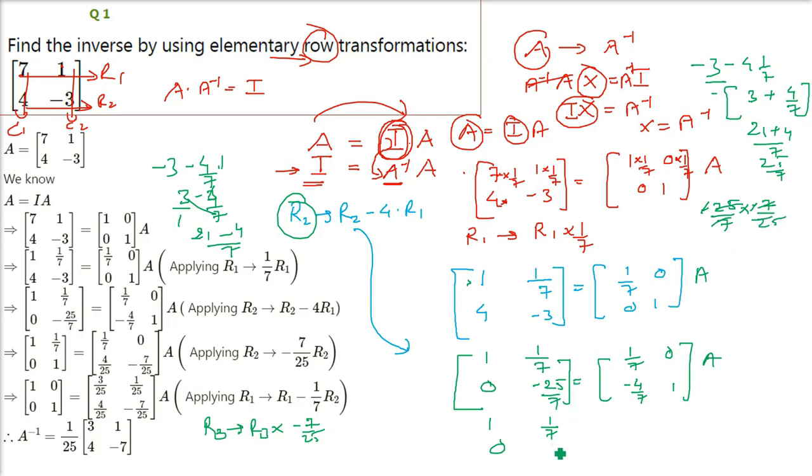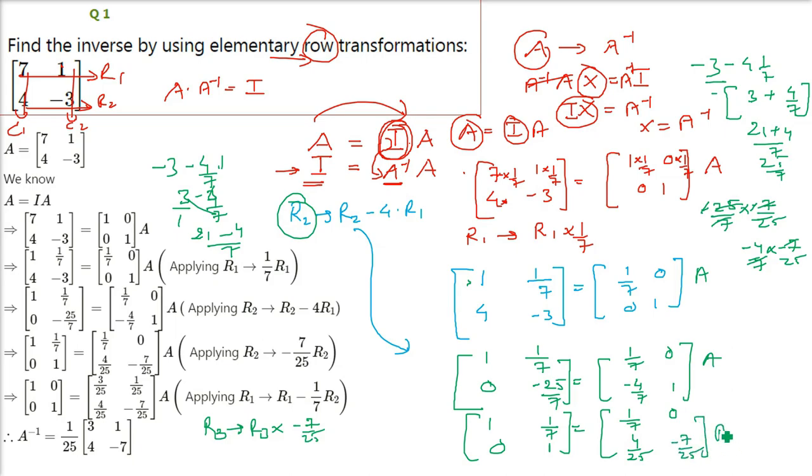Just because we wanted this to be 1, that is why we did all these things. So first row will remain like that, 1 by 7, 0. And now we multiply minus 4 by 7 by minus 7 by 25. So minus 4 by 7 into minus 7 by 25. Minus minus becomes plus. 7 gets cancelled. It's going to be 4 by 25. And then this 1 multiplied by minus 7 by 25, it is going to be negative 7 by 25.